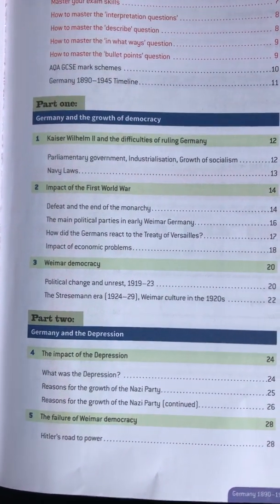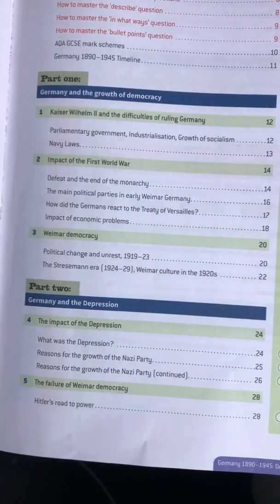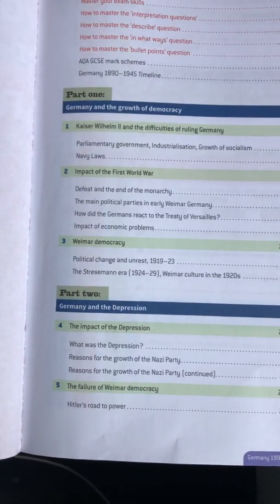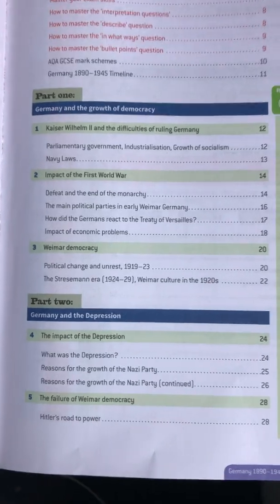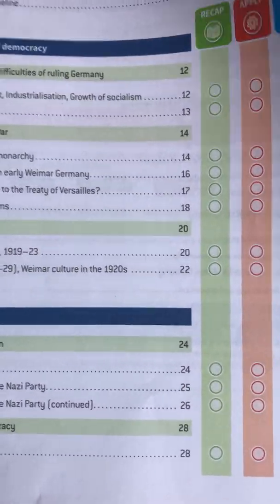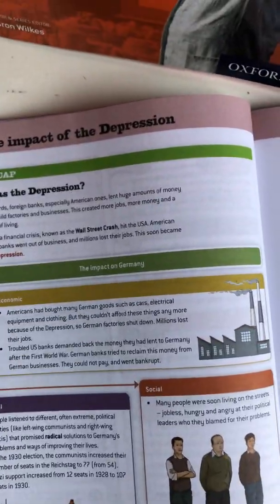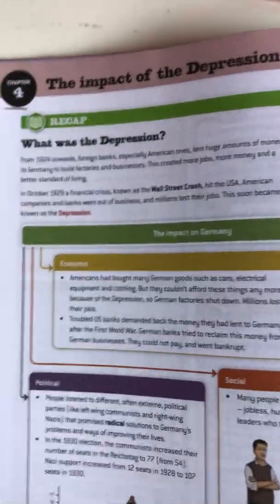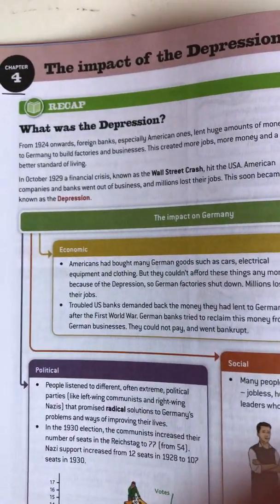And today's is where we begin by looking at the problems Germany faced in 1929 and the impact of the Great Depression. So we'll get straight to it and we'll jump ahead in our revision guide. So what was the impact of the Great Depression? It helps if we start off by saying what the Great Depression was.